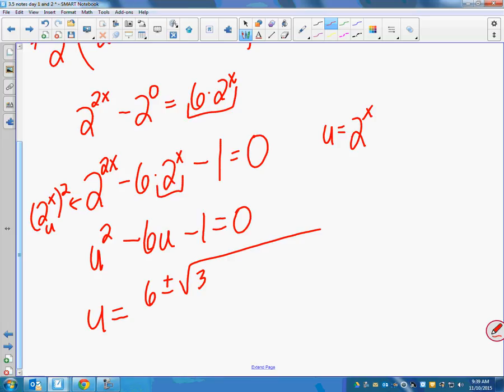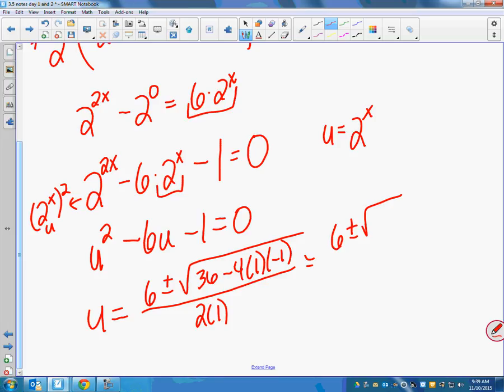So I'm going to get 36 minus 4 times 1 times negative 1 all over 2 times 1. I'm just going to keep working this way. 36 plus 4 is 40. I could rewrite that as the square root of 4 and the square root of 10.